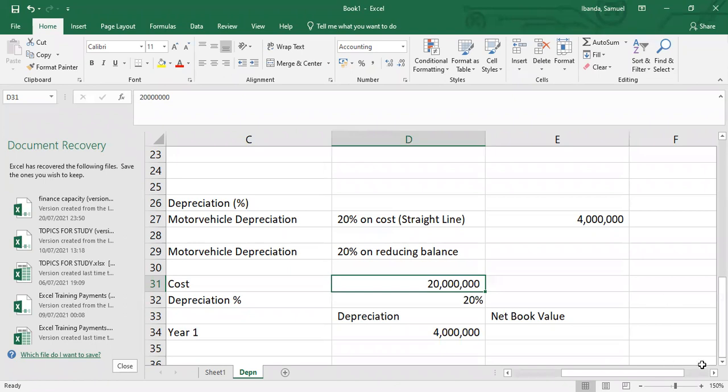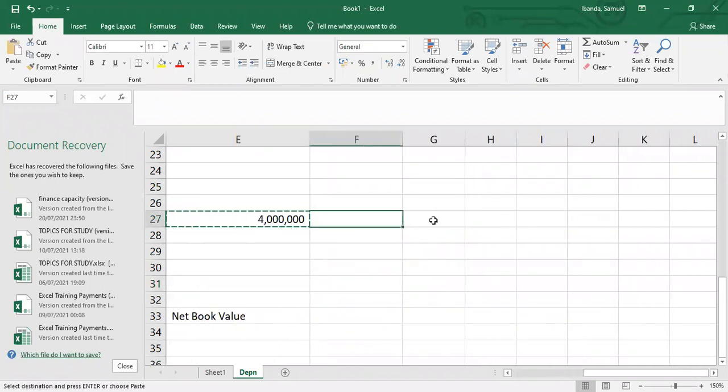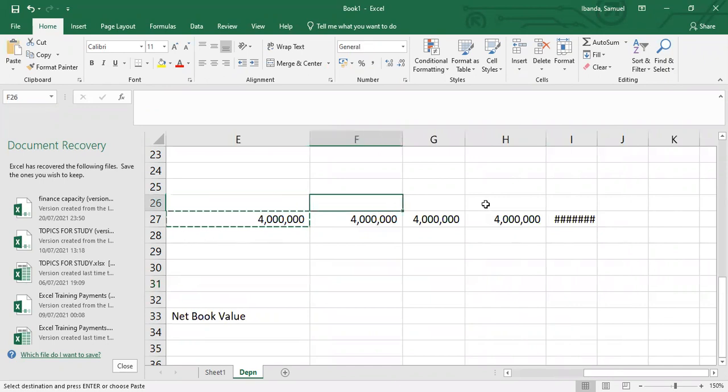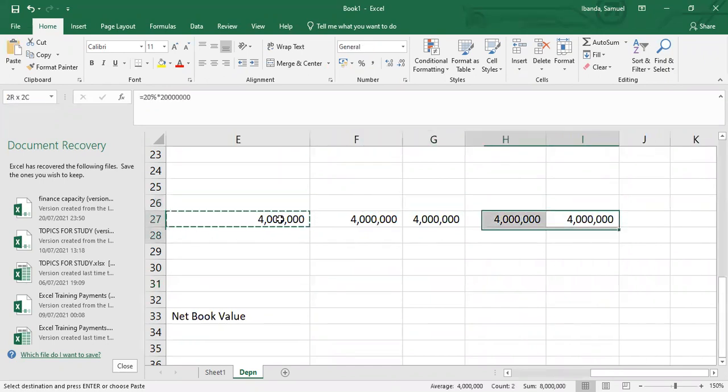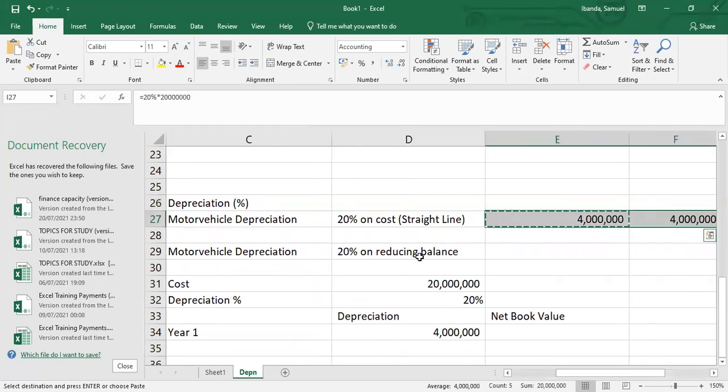But for straight line, the depreciation will be the same throughout the different years. If these were year one, year two, year three, that will be the value of depreciation in your year 1, year 2, year 3, year 4, year 5. You get it. And all this, as you consume it, it will get back to the 20 million.